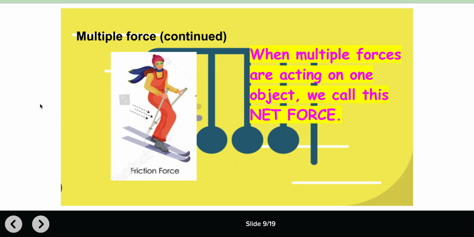Okay, so when multiple forces are acting on an object, we call this a net force. So if there's ever an instance where there is only one force acting on an object, then we're not going to have a net force. You must have two forces acting on an object at the same time, and then you can actually calculate the net force and it'll tell you which force is stronger, if they're going to be canceled out, what direction the object's going in. It gives you a lot of information.